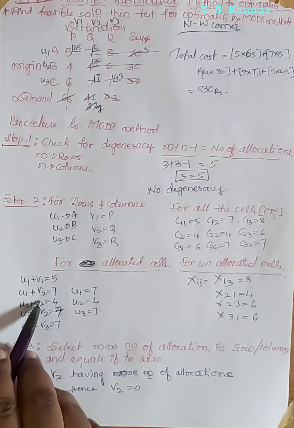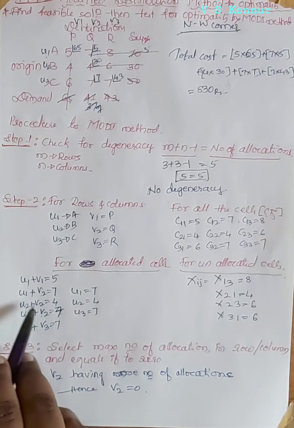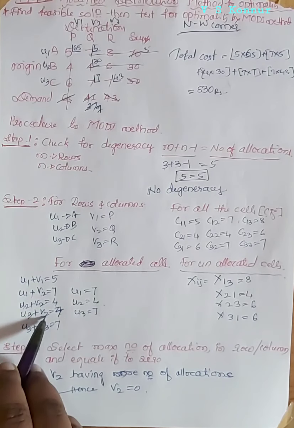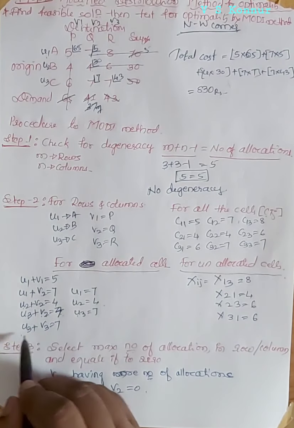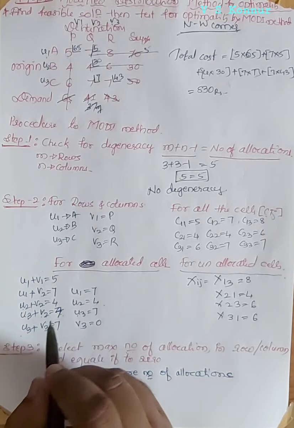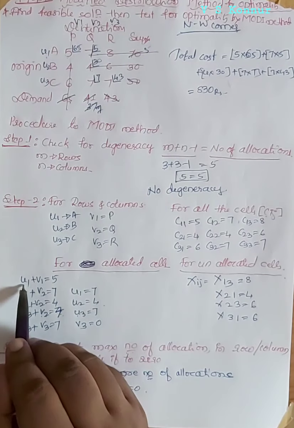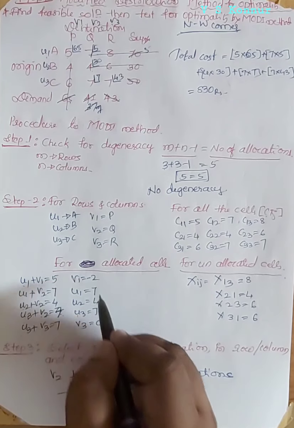Is it clear? Wherever v2 is there, we'll put 0. v2 equal to 0, u1 equal to 7 we will get; v2 equal to 0, u2 equal to 4 we will get; v2 equal to 0, u3 equal to 7 we will get. Now calculate other values. By u3 equal to 7, v3 equal to 0. Next, put the value of u1 equal to 7, v1 is equal to minus 2 we will get.